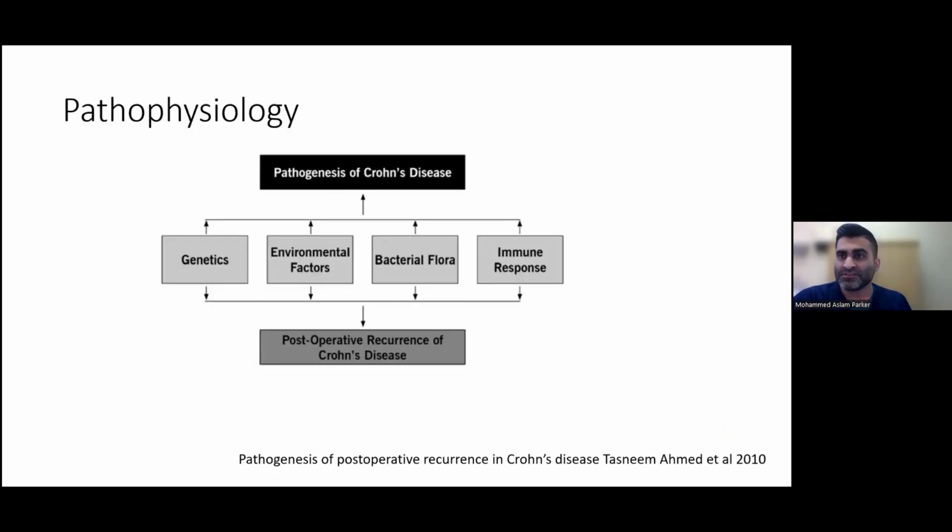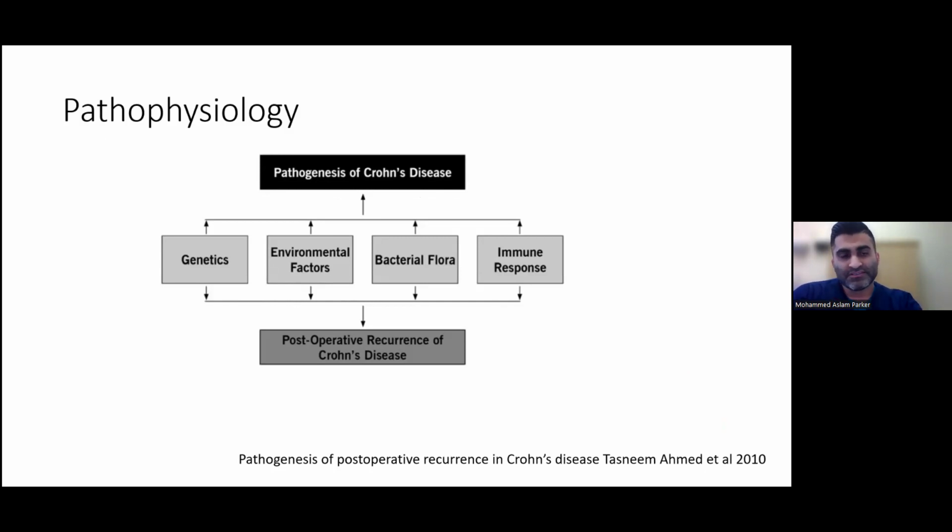So the pathophysiology. The pathogenesis of post-op recurrence of Crohn's disease centers on the following key factors: a dysregulated immune response to intestinal microflora, genetic predisposition, and environmental conditions. The presence of an ileocolic anastomosis and smoking are the only well-replicated risk factors to date.